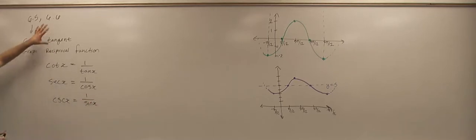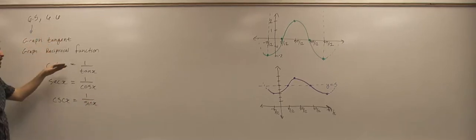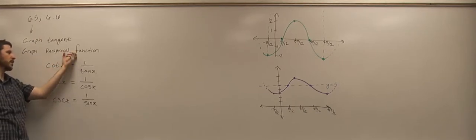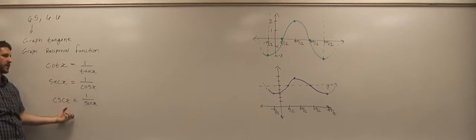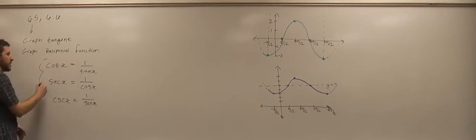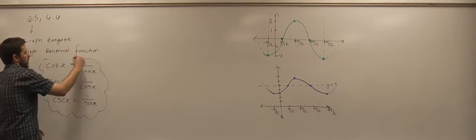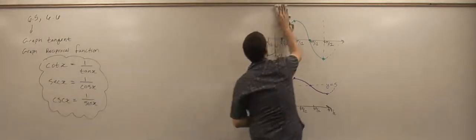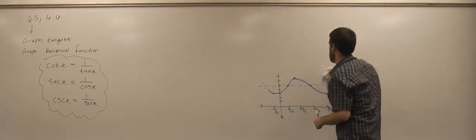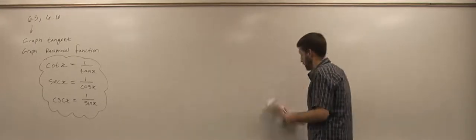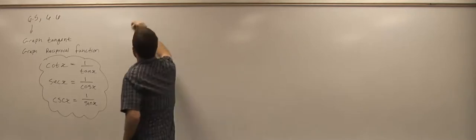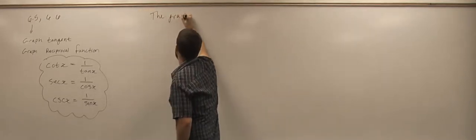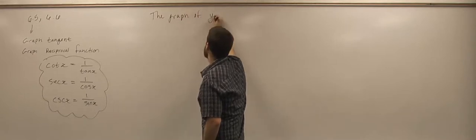So first we'll graph tangent, which is its own new thing, but then we're going to learn a method that helps us graph, just in general, a reciprocal function, and we'll apply that method to all three of these. So we can group these together and do them in one fell swoop. But this guy we have to treat separately. So the graph of y equals tan x.